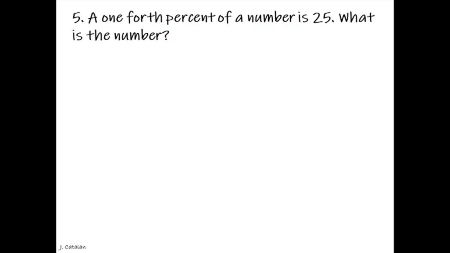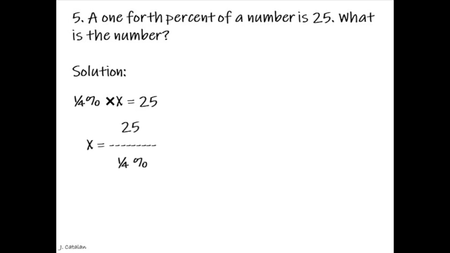A 1/4% of a number is 25. What is the number? Solution. The equation will be 1/4% multiplied by x is equal to 25. Transpose the equation. This will now become x is equal to 25 divided by 1/4%.